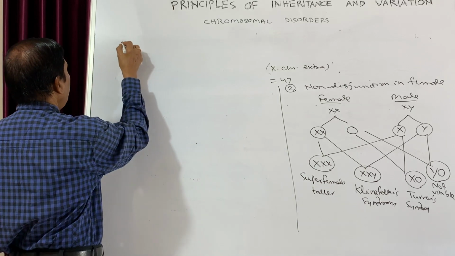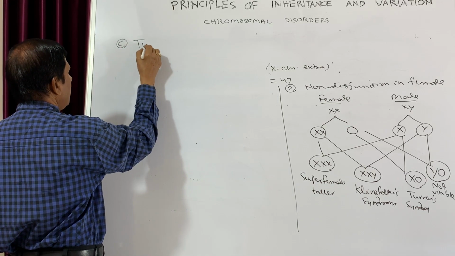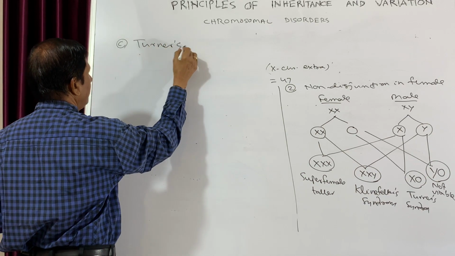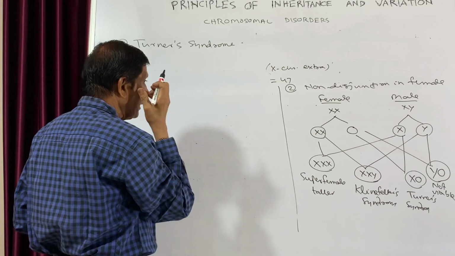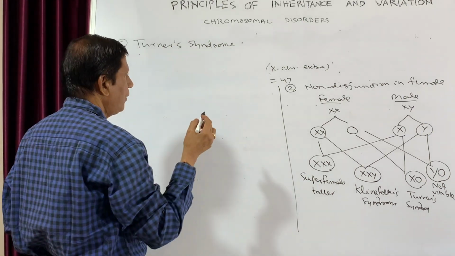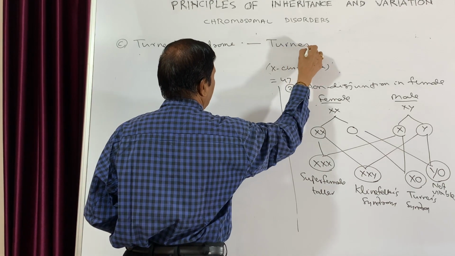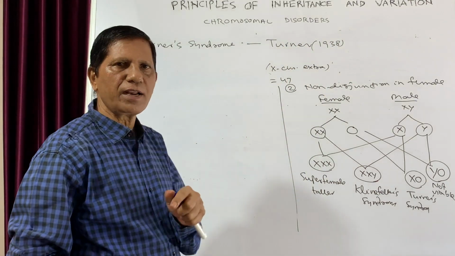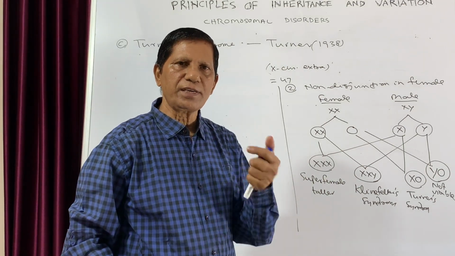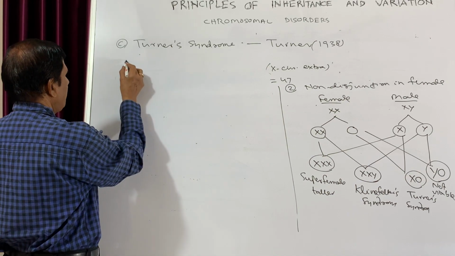So the third one is the Turner syndrome. Now here the Turner syndrome is also named after the scientist Turner, 1938. That means all the syndromes are named after a particular scientist or doctor. Now what is the cause of this?